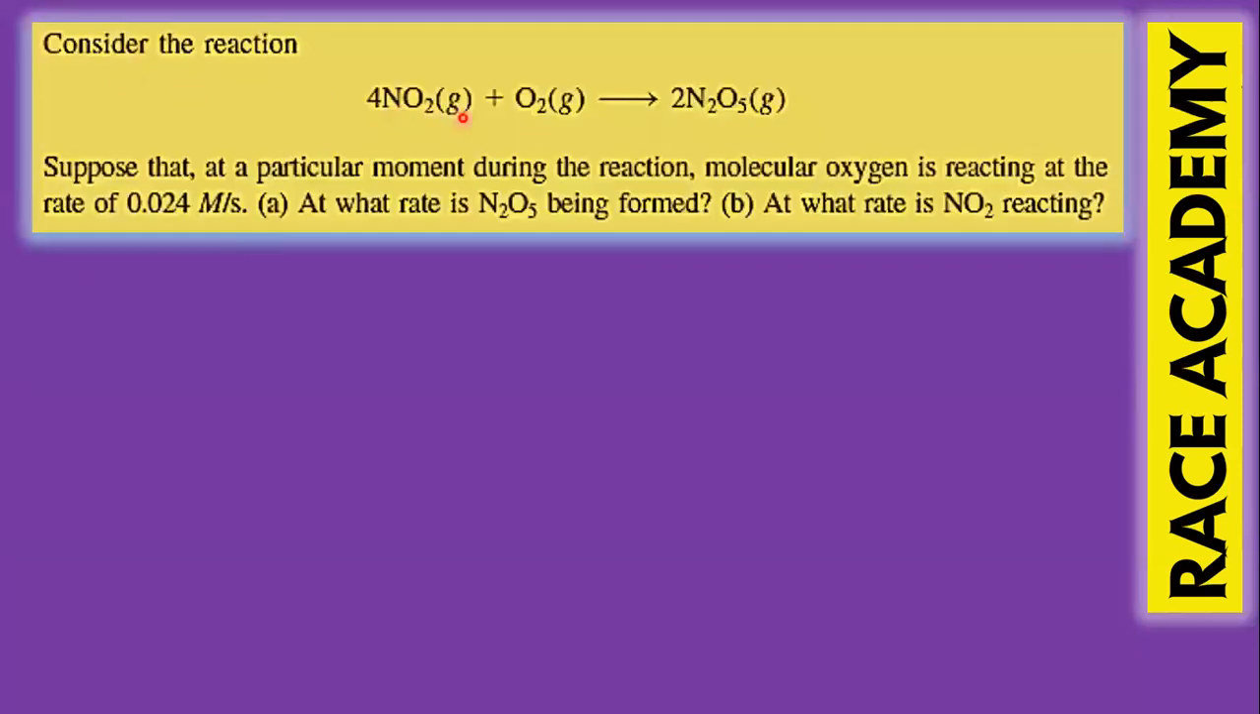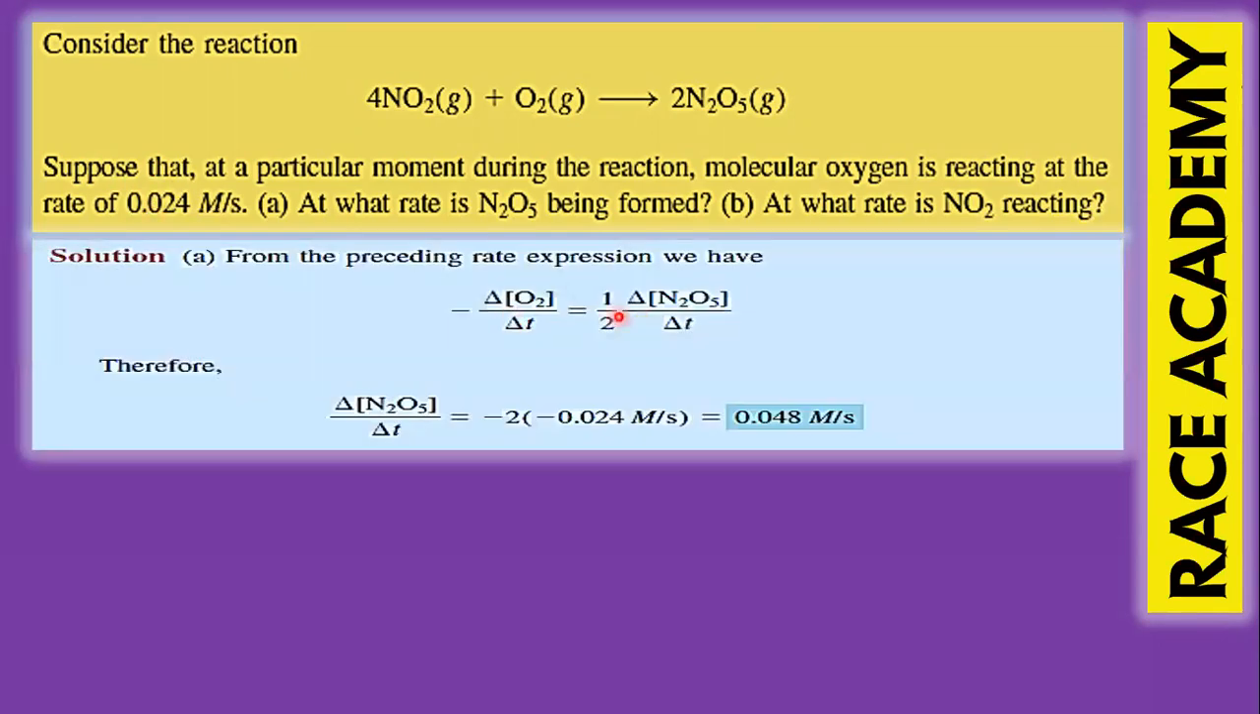Consider the reaction 4NO2 plus O2 gives 2N2O5. Suppose that at a particular moment during the reaction, molecular oxygen is reacting at the rate 0.024 molarity per second. At what rate is N2O5 being formed? At what rate is NO2 reacting?